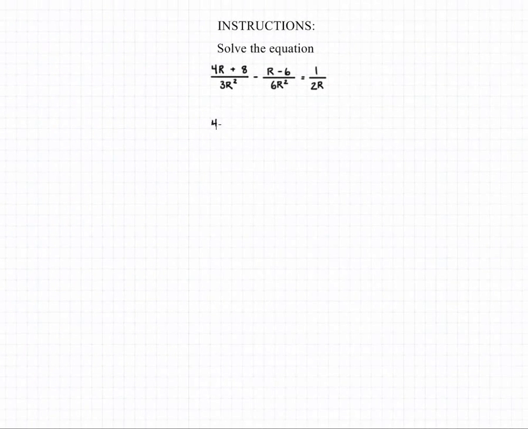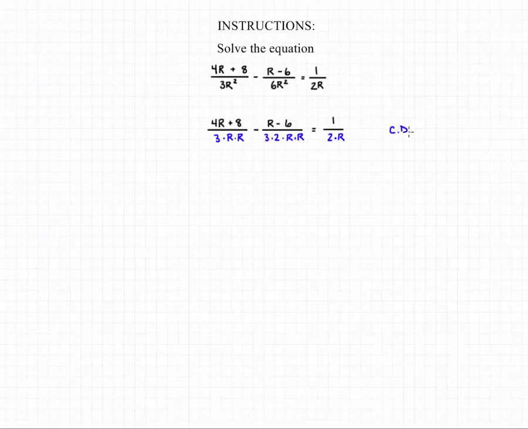In order to solve an equation that contains multiple rational expressions, we need to find a common denominator for all of the rational expressions. To do so, we're going to write out our denominators as factors. So 3r squared is 3 times r times r, 6r squared is 3 times 2 times r times r, and 2r is just 2 times r. So the common denominator we're going to be looking for is 2 times 3 times r times r, or 6r squared.